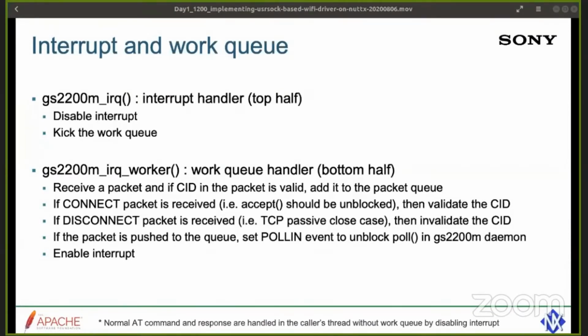In the work queue handler, the actual sequence is a bit complicated because we have to handle not only the normal packet receiving case, such as a DHCP client case, but also the connect or disconnect case. In these cases, it needs to check if the CID, connection ID, is valid, then store information from the packet, then push the packet to the internal queue, and finally enable interrupt again.